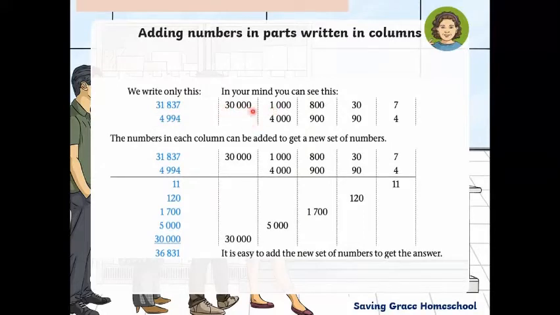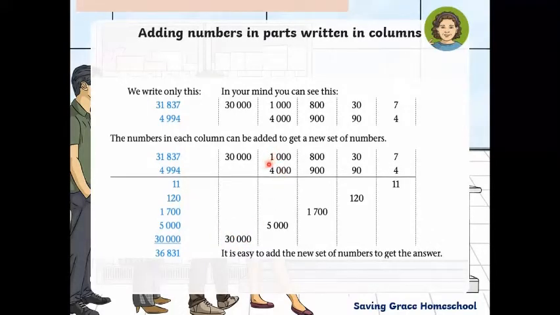So we have the 30,000, the 1,000, the 800, 37, and then similarly for the bottom here, we have the 4,994. And then we can add each column up. So this is the longer way of doing it. We'll get to a faster way just now. Okay, so how you add the columns up is you just add them like you normally would. So 30,000 plus nothing will give us 30,000 at the bottom.